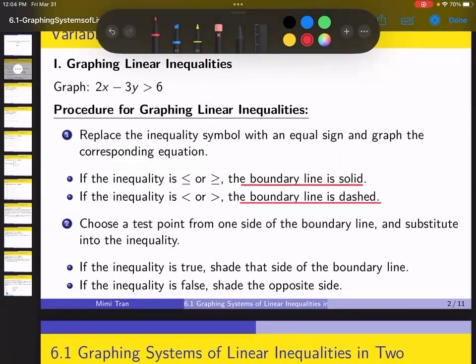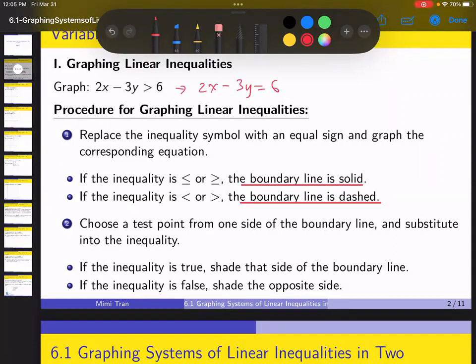How do I graph that? Well, if I had say equal to 6, then it's easy for you, right? All you do is pick 2 points and then draw a line. That's what we're going to do. First, I'm going to let 2x minus 3y equal 6. Why do I want to do that? Because I want to know what the boundary line is.